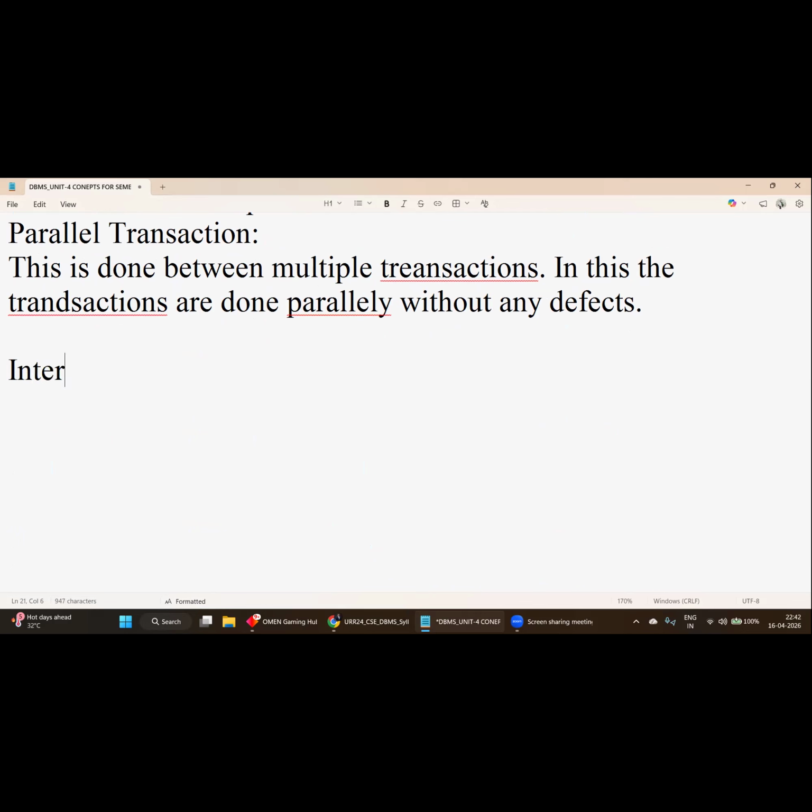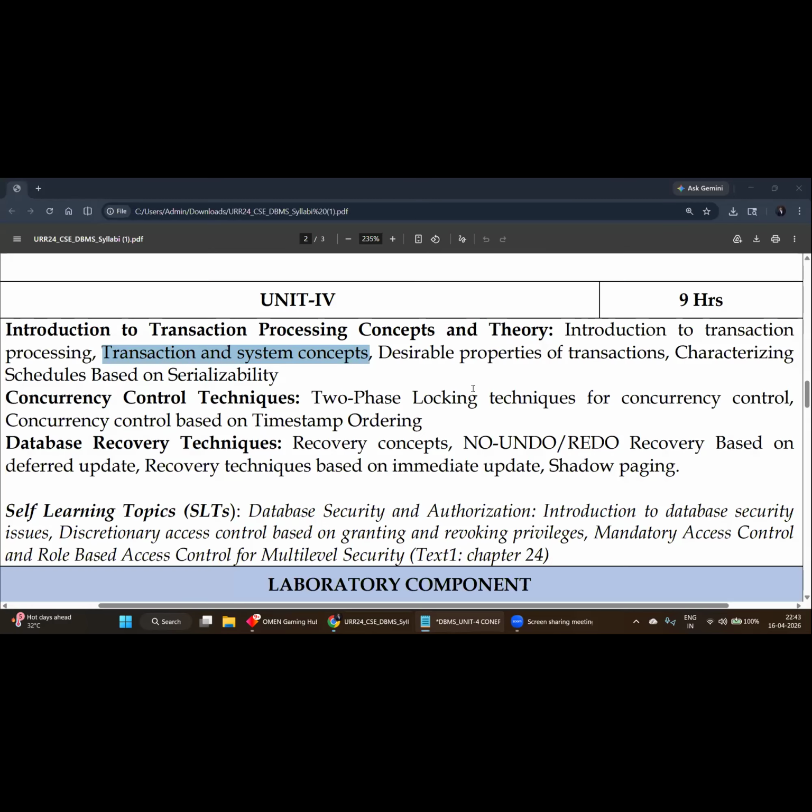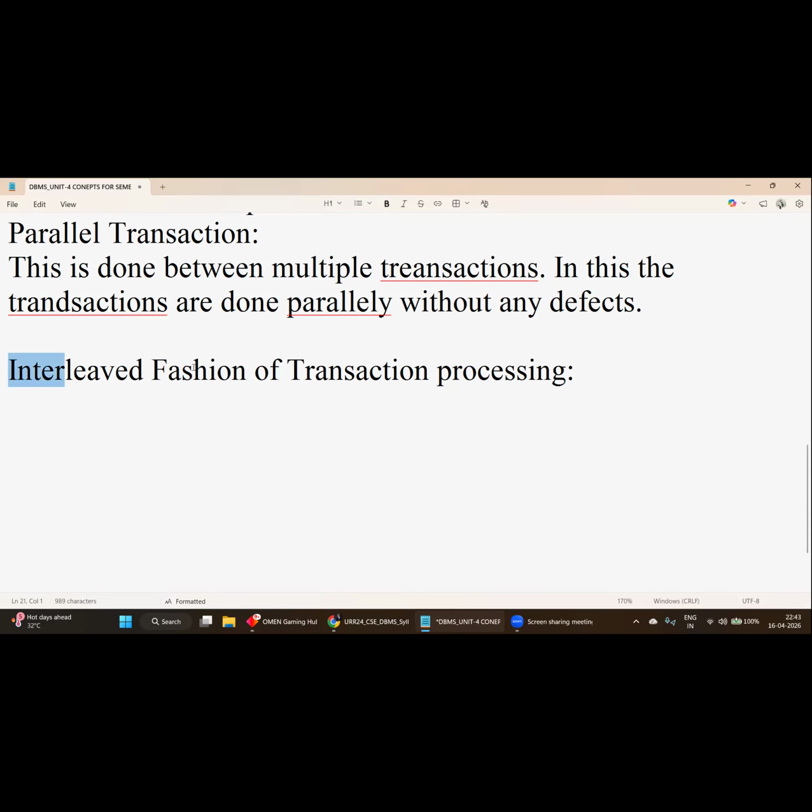Now we will discuss completely about interleaved fashion, the fashion of transaction processing. Interleaved means in between another process comes and stops the first process and continues the second process. In the meanwhile, if any third process comes, it stops the second process in the middle and starts the third process, and so on.